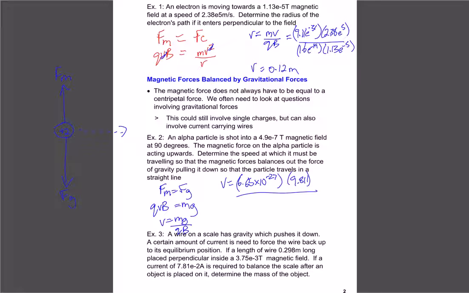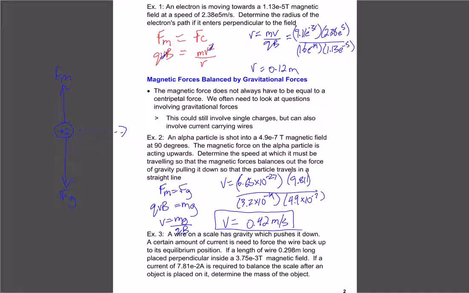And our charge of alpha particle is 3.2. And our B in the question is 4.9 to the negative 9, or 4.9 to the negative 7. So plug all that in, crunch it out, and we get 0.42 meters per second. So it doesn't have to go very fast, but if you think about it, the force of gravity is pretty weak. The mass times the gravity on an alpha particle is pretty small. So we're not going to need a very quick velocity at all in order to balance out that force downwards.